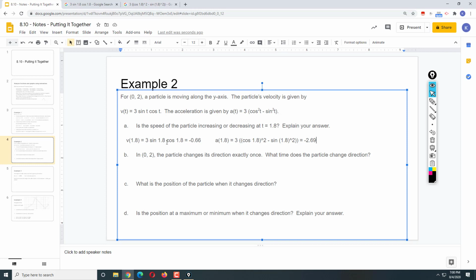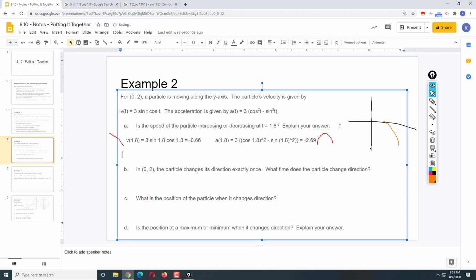Well, when v is negative, that means that our graph is going down, like that. And when the acceleration is negative, that means concave down. So it looks like this. So that means our graph of our particle must be concave down and negative. When it's concave down and negative, it's becoming more and more negative very quickly.